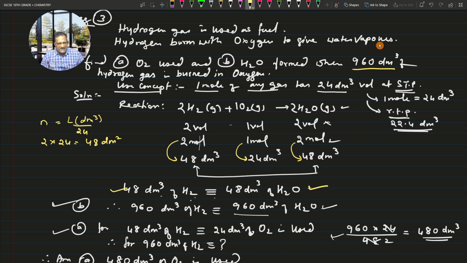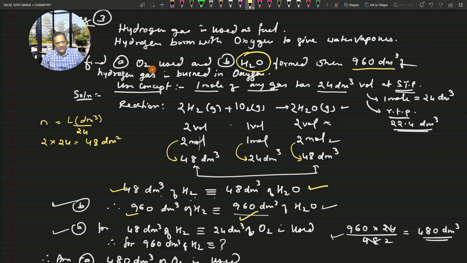But in our question, they have given us 960 decimeter cube of hydrogen. So we'll write, 960 decimeter cube of hydrogen will give us how much water vapor? So the answer will be 960 into 48 upon 48. That works out to 960 only. So the answer will be 960 decimeter cube of water. So for this part of the question, that is B, how much water vapor will be formed? The answer is 960 decimeter cube of water vapor will be formed.